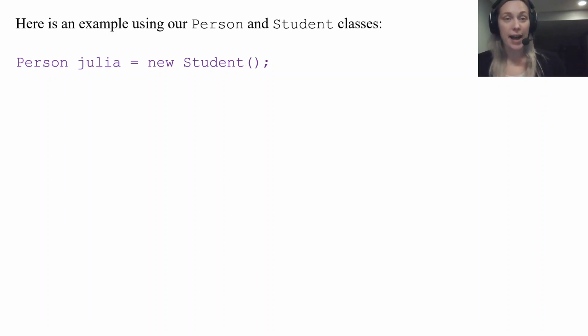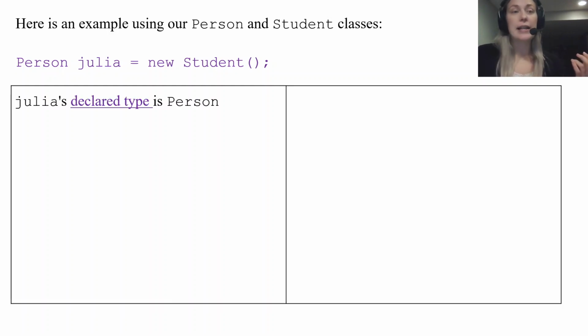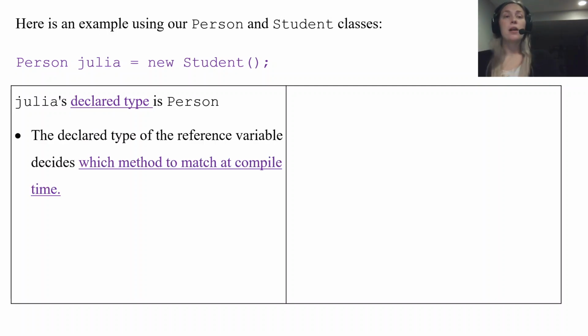First, if that's your first time seeing upcasting, you notice that you're mixing types, right? Julia is declared as a person. So we call Julia's declared type a person. Julia is our reference. When we talk about a reference variable, Julia is the reference variable, and her declared type is a person.